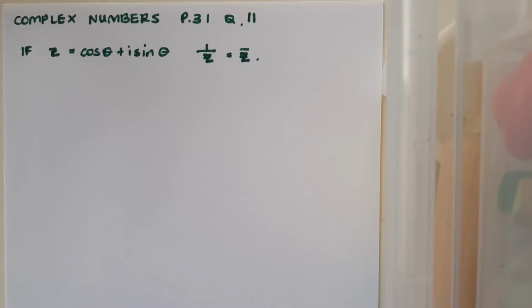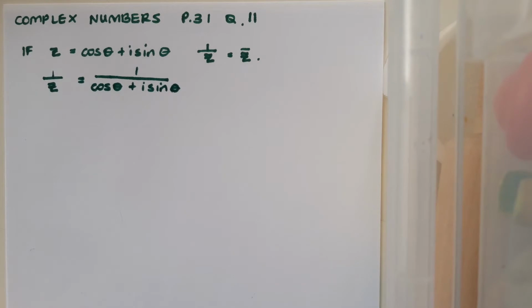And you've got a couple of options here, by the way. You can leave it in polar form to start off with, or if you like, you can change it into rectangular form to begin with and then just do your regular complex number division. Either approach is actually totally fine. I'm going to stick with the polar form approach for the moment. So 1 over z equals 1 over cos theta plus i sine theta.